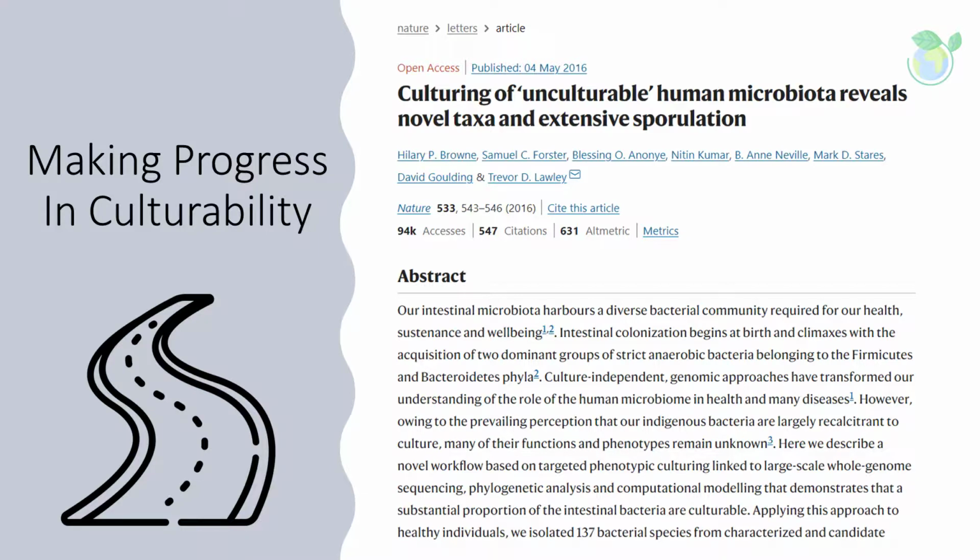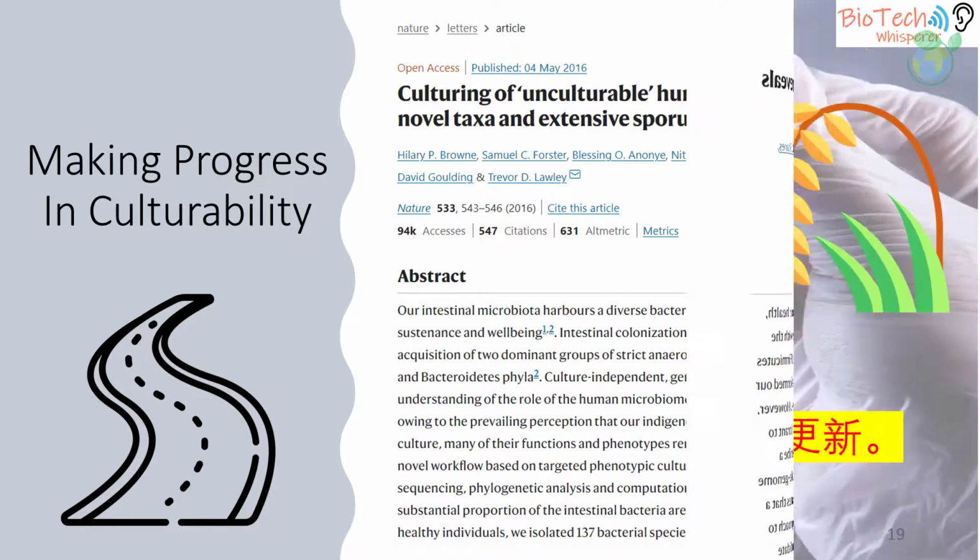The authors of this Nature paper performed a targeted phenotypic culturing linked to large-scale whole genome sequencing, phylogenetic analysis and computational modeling, to cultivate a substantial proportion of the human gut microbiota. This showcases the integration of omics approaches to help with the understanding of complex environments, and this paper uses the gut microbiome as an example.